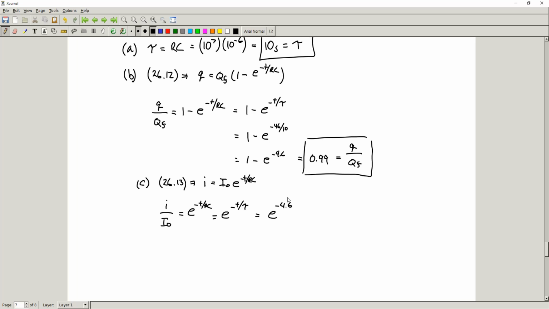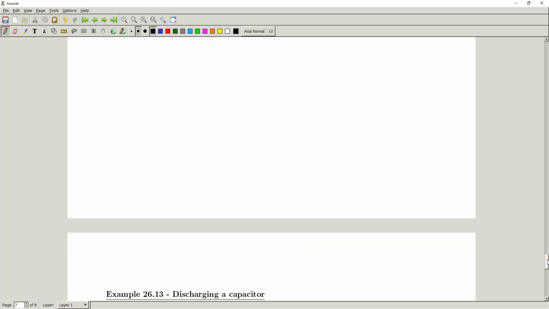So if we do that calculation, we can see right away that this is going to end up giving us 0.01, and this is equal to I over I naught. That's the fraction of the initial current still left at 46 seconds. Okay, so that's the first example. Let's take a look at the second example.